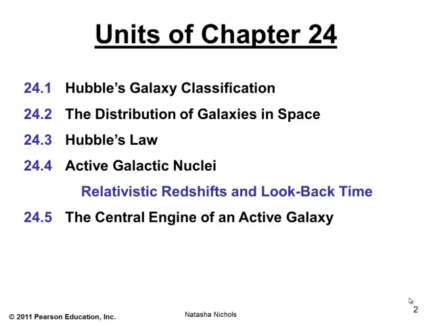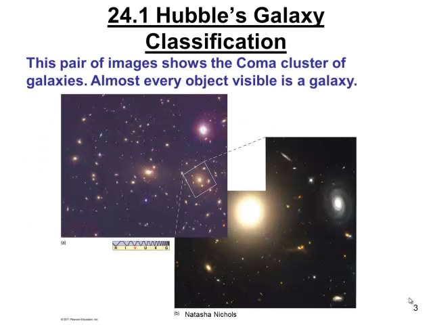In this chapter, we're going to talk about Hubble's galaxy classification, the distribution of galaxies in space, Hubble's law, active galactic nuclei, and the central engine of an active galaxy. Let's start with Hubble's galaxy classification.